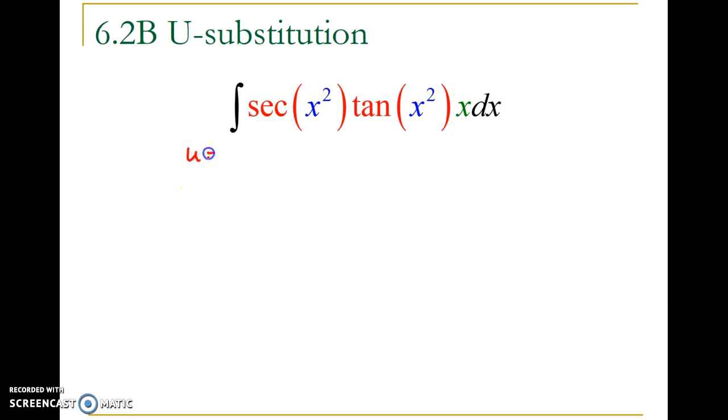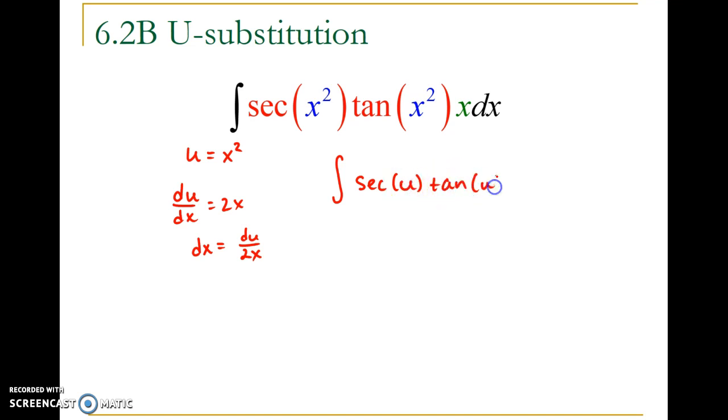All right, so for my solution, I would say u is equal to x squared. du dx is equal to 2x. So dx is equal to du divided by 2x. So then I rewrite this as secant u tangent u times x times du over 2x. My x's cancel, so I have the integral of 1/2 secant u tangent u du. Except for the 1/2, it looks exactly like something on my sheet now.